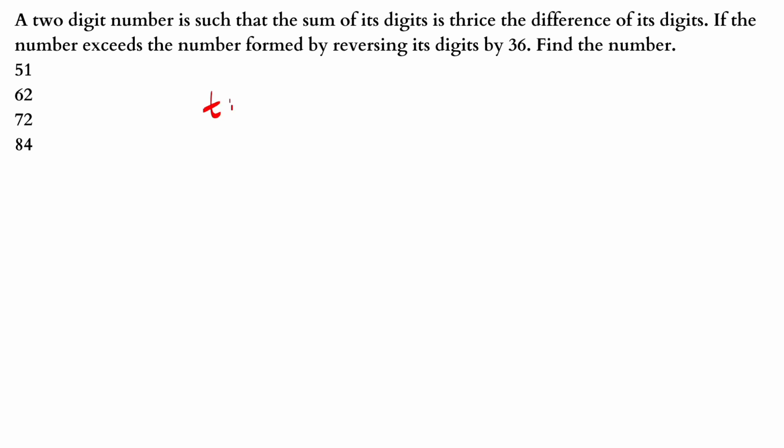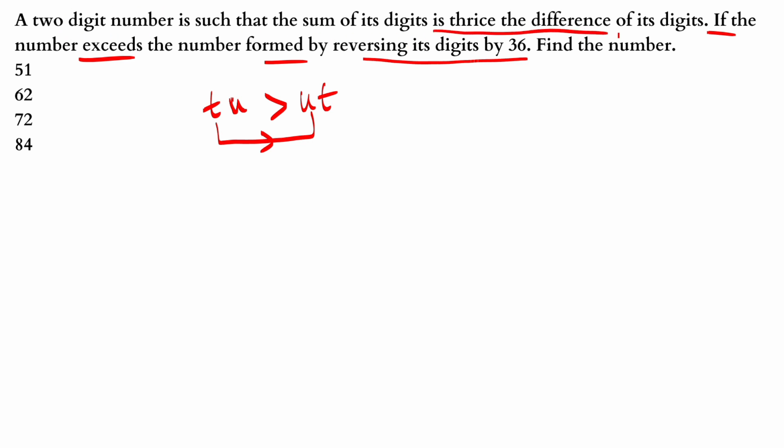So the 2-digit number, let us take it as TU. Now this exceeds the number formed by reversing its digits. What is the reverse number? UT. So this exceeds the reversed number, meaning TU must be greater than UT, which means T must be greater than U, right? Unless T is greater than U, TU cannot be greater than UT. And the condition is given, the number exceeds the reversed number by 36, and the sum of its digits is thrice the difference of its digits.